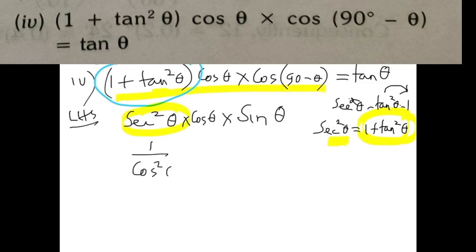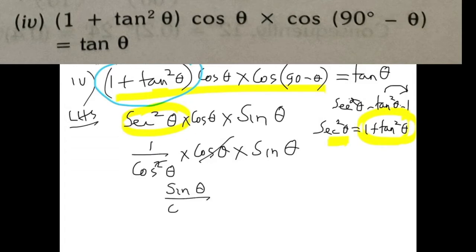So this is 1 by cos square theta into cos theta into sin theta. So one of the cos theta is cancelled here, you have cos square, so one cos theta is cancelled. So overall, in the numerator you have 1 into sin theta, which is sin theta, and in the denominator you have cos theta, and you all know that sin theta by cos theta is tan theta. So this is what you have on your right hand side.